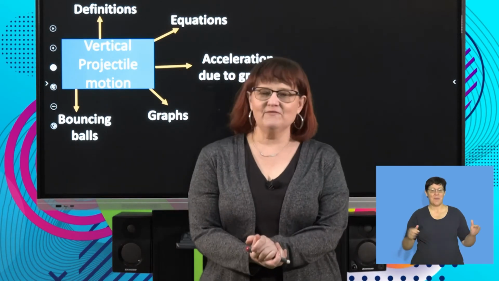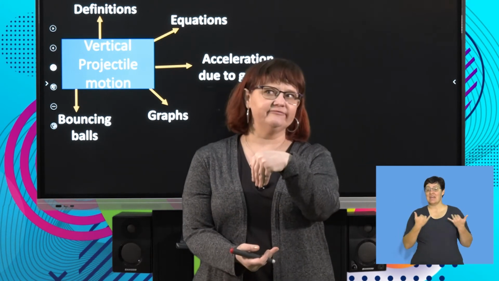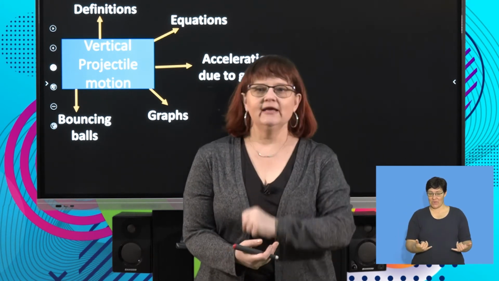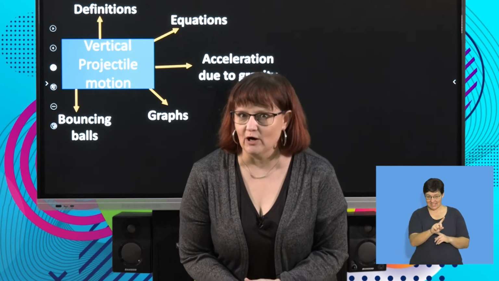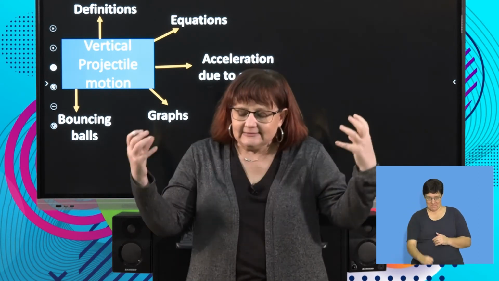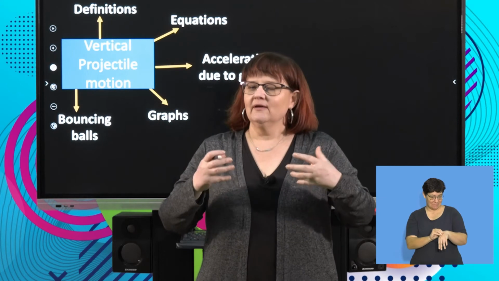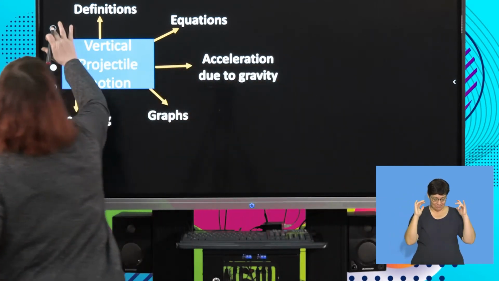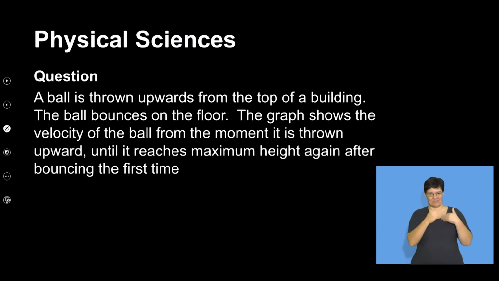Welcome back, everyone. Now we're going to dive, no pun intended, into bouncing ball problems. So we're going to gather our thoughts, and off we go. So here we go. A ball is thrown upwards from the top of a building. The ball bounces on the floor, and the graph shows the velocity of the ball from the moment it is thrown upwards until it reaches maximum height again after bouncing the first time.